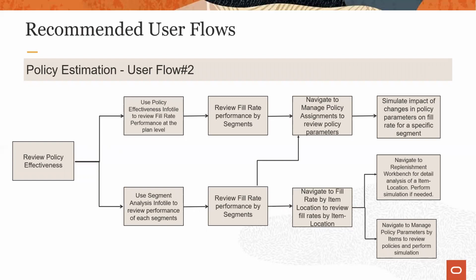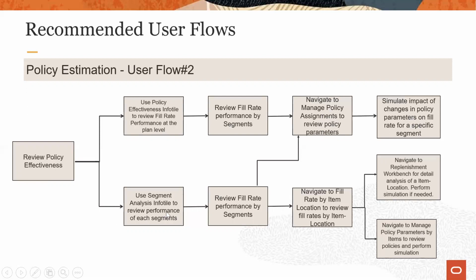Now let us discuss the second user flow for analyzing policy estimation plan. You review policy effectiveness using the info tile, then use the policy effectiveness info tile to review fill rate performance at the plan level and then at the segment level. Navigate to manage policy assignment view to review policy parameters set by each segment. And then you can change some of these policy parameters to simulate impact of these changes on the fill rate for a specific segment.